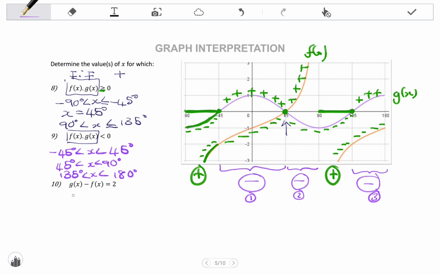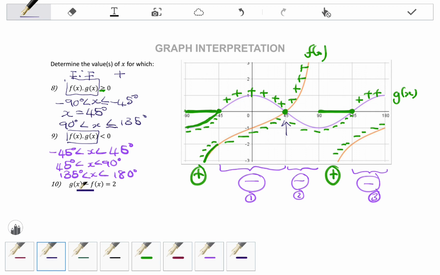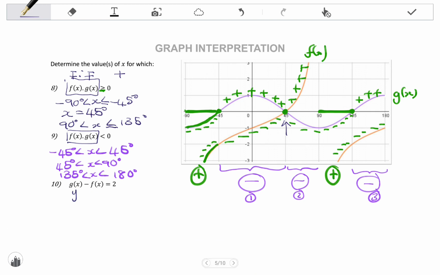Okay, question 10. G of x minus f of x equals 2. So that is asking where the difference in the y coordinates is 2. So a y coordinate on g minus a y coordinate of f must give us a length of 2. So we must have g of x at the top. So wherever g of x is at the top, where do we have a difference of 2? I have a difference of 2 here.